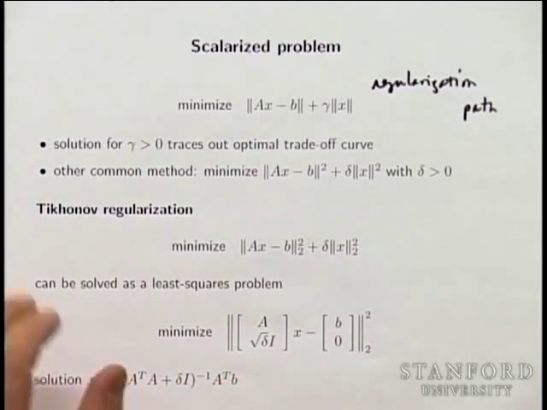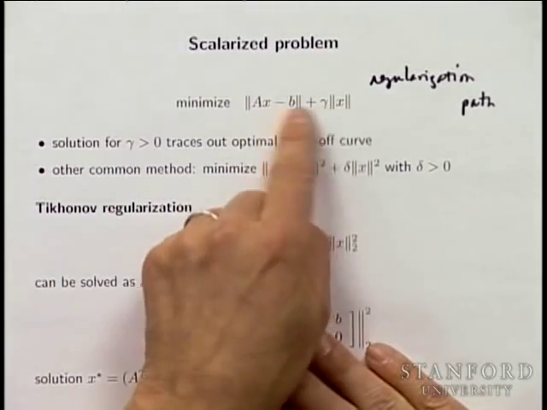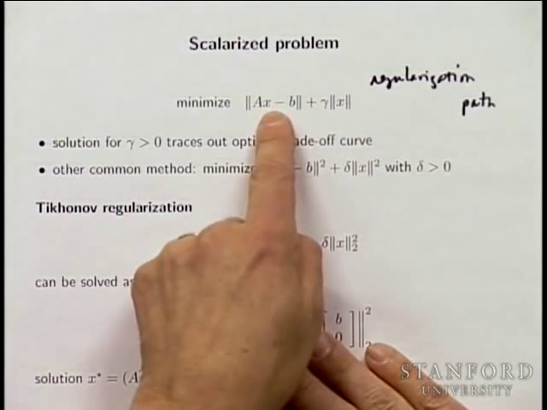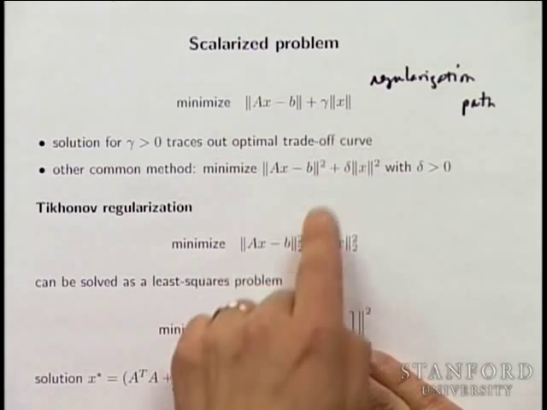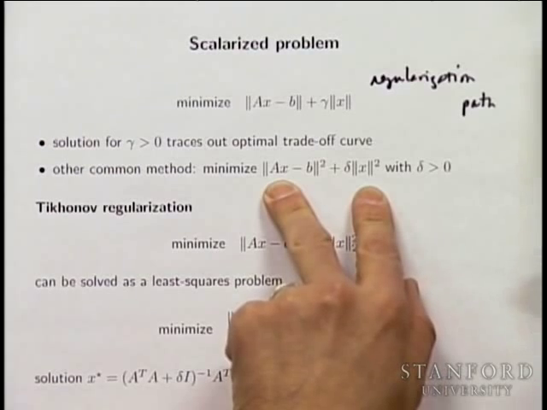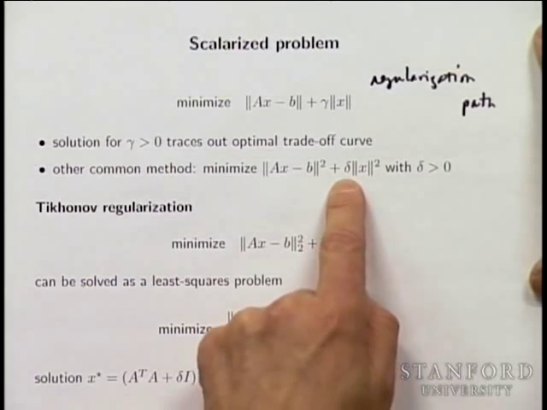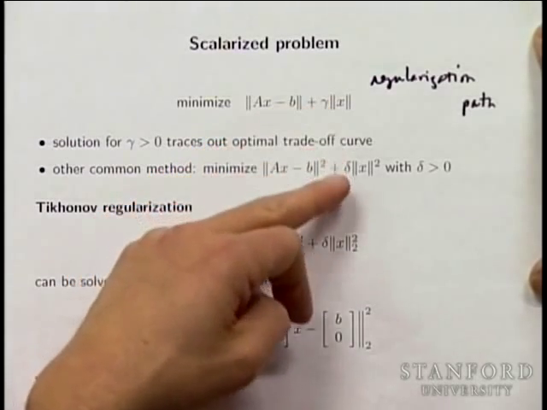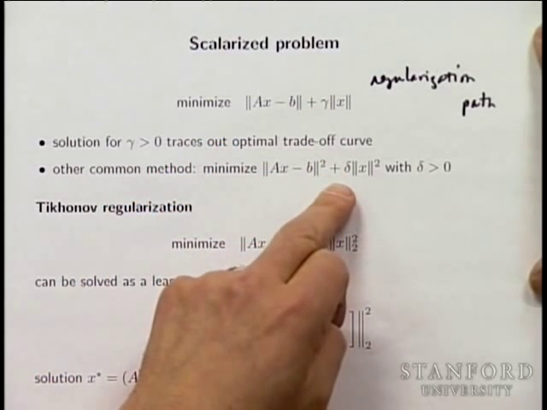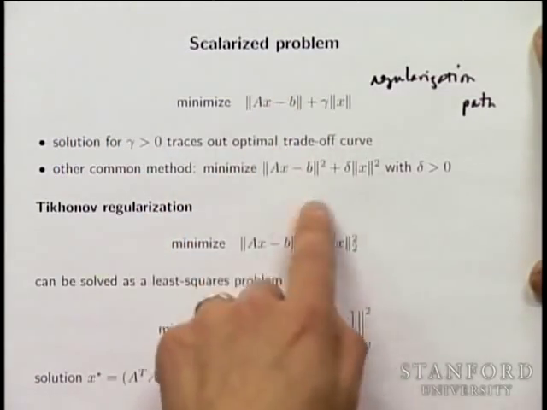Now, by the way, depending on historically what the norms are, if you square norm Ax minus b and norm x, then this actually can be solved by just standard least squares. So it's common to do this. And of course, you get the same trade-off curve. It's a different parameterization. Obviously, gamma and delta don't correspond exactly, but they trace exactly the same curve out. So every point on this curve is obtained by this.